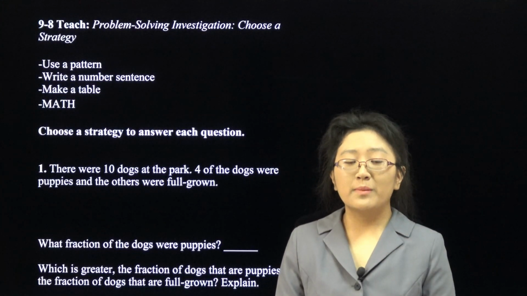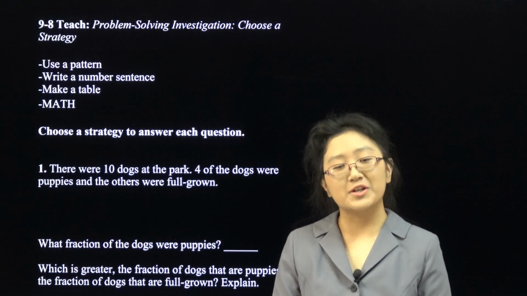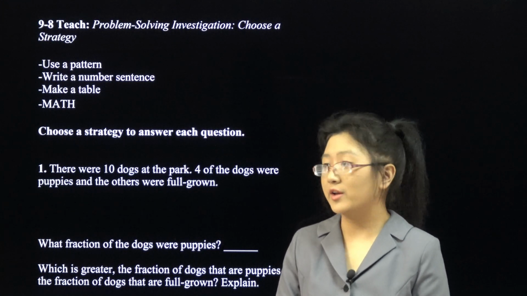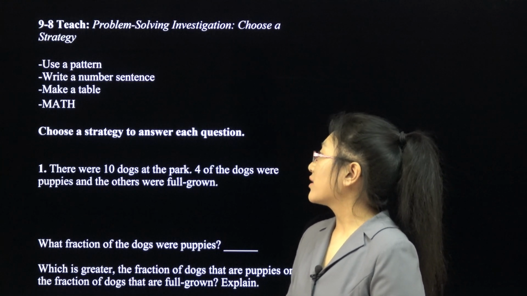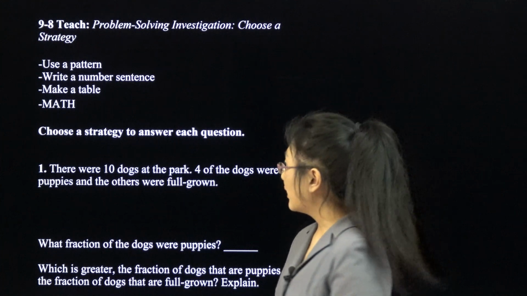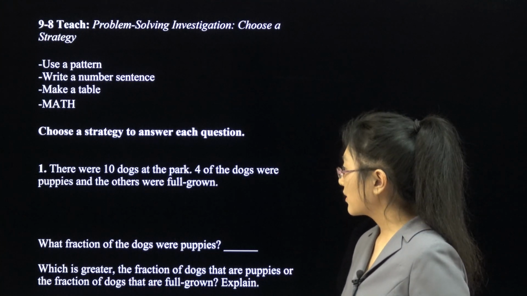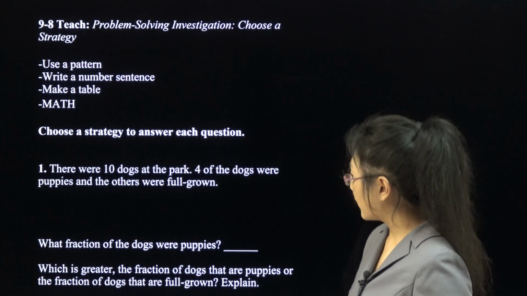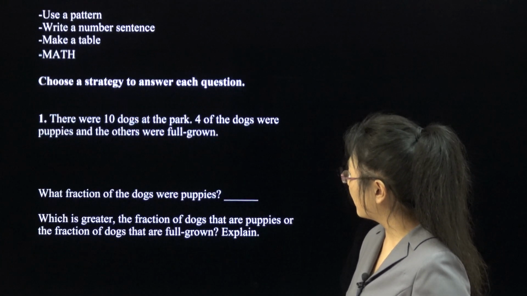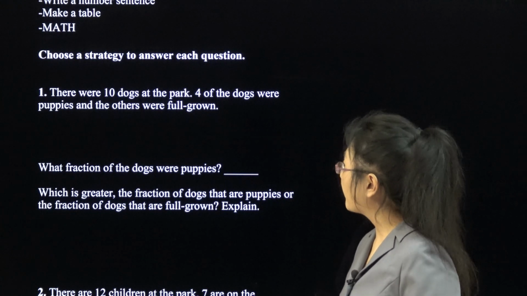So for our last problem-solving strategy of the chapter, we get to choose our own strategy. We have the options between using a pattern, writing a number sentence, making a table, and just in general math. So let's choose a strategy and answer our questions. There were 10 dogs at the park. 4 of the dogs were puppies and the others were full-grown. What fraction of the dogs were puppies?